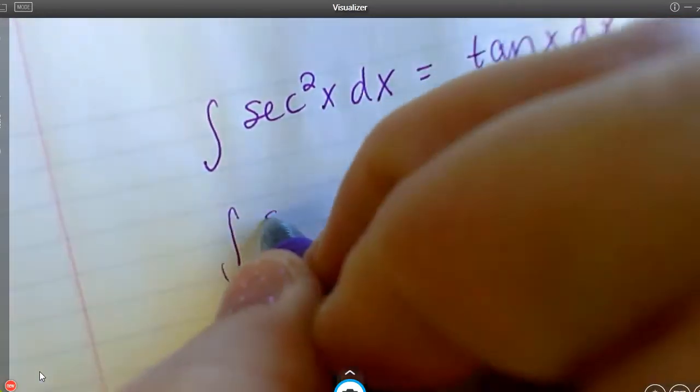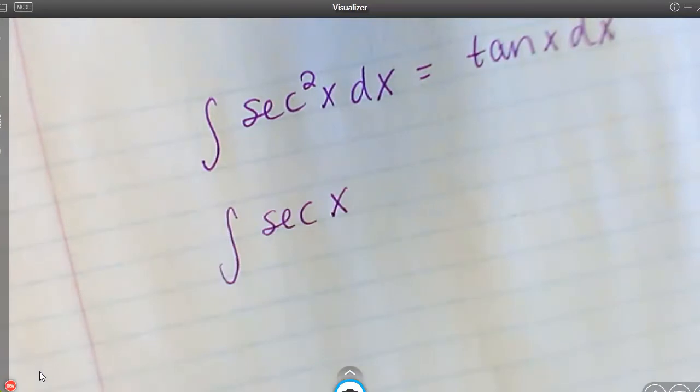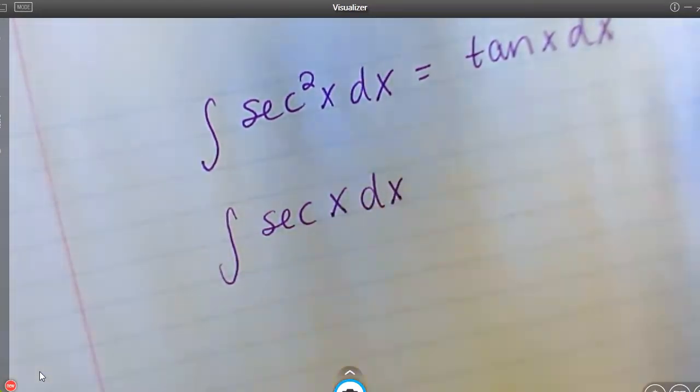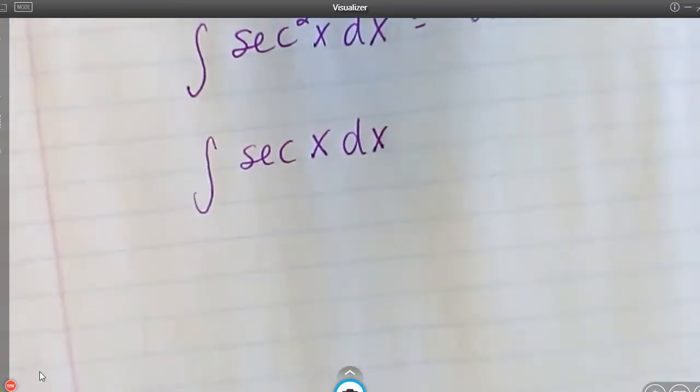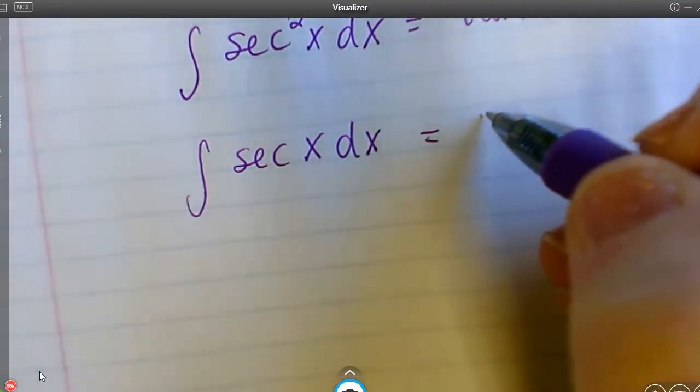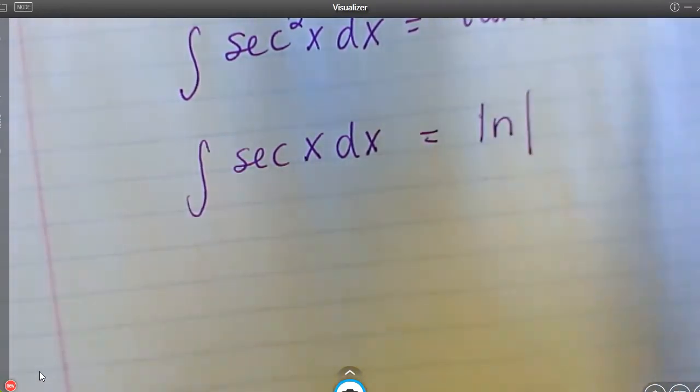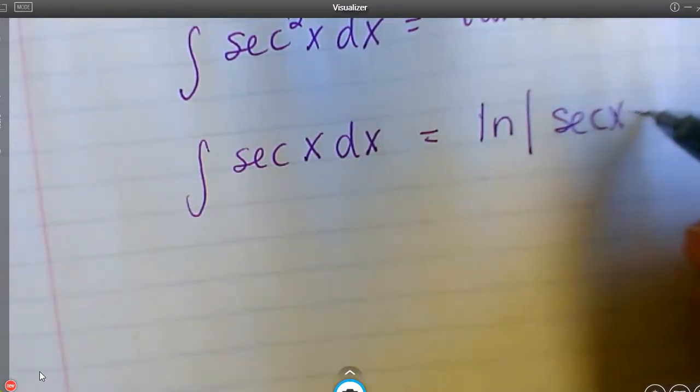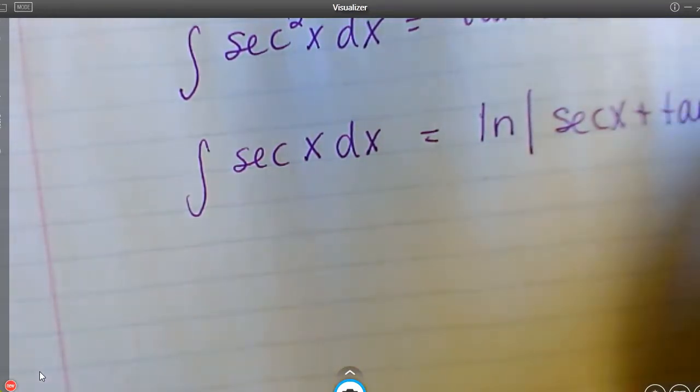Another one is the integral of secant of x. Now, there is a process that you can use to find this antiderivative. What you do is you end up having to multiply by a factor of 1, and it's secant plus tangent on the top and the bottom, and you use substitution. But what I will tell you is that what you would get when you take the antiderivative will be natural log of secant x plus tangent of x.